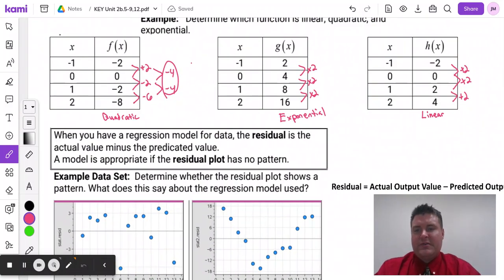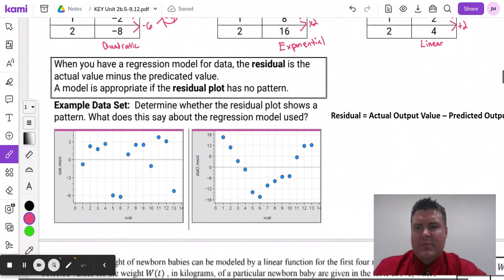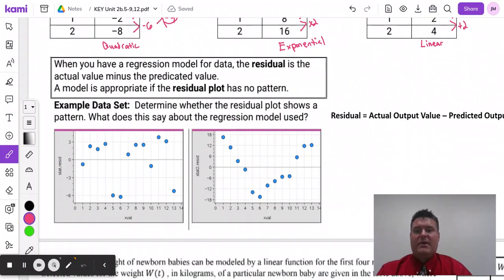We've talked about residuals before. Residuals are just the actual output value minus the predicted value, which is on the side over here. But let's talk about data sets with that. So in a regression model for data, the residual is the actual minus the predicted. The model with an appropriate residual plot has no pattern. So if we have a model and we have a residual plot for various x values, if there is a pattern, it's not a good model. If there is no pattern, that means we have a good model.